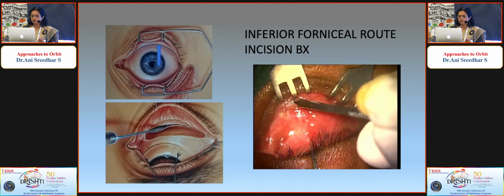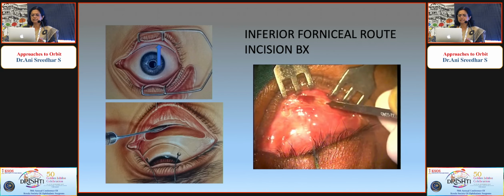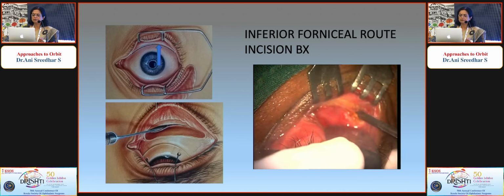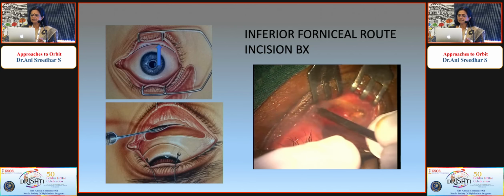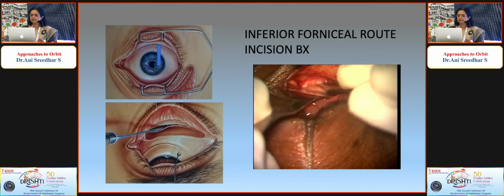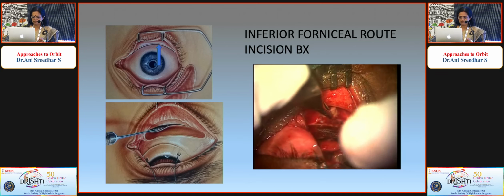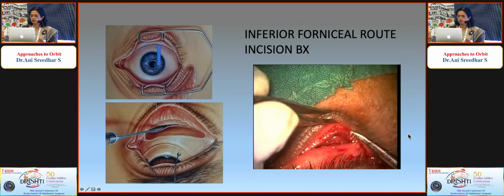So always go through the conjunctiva so that the skin is protected later. Here I am going directly to the periorbita, elevating the periorbita and then taking out a small piece of the mass for incision biopsy. Infiltrating mass, you need not aim to remove the whole thing.